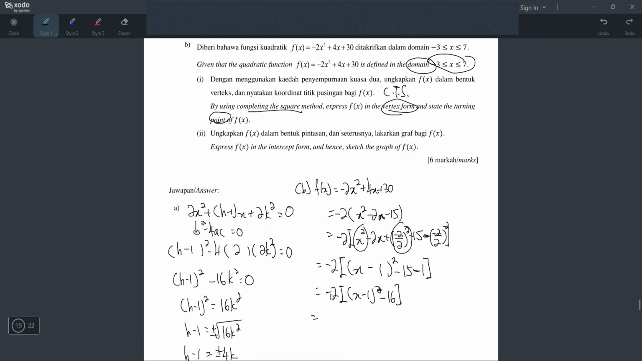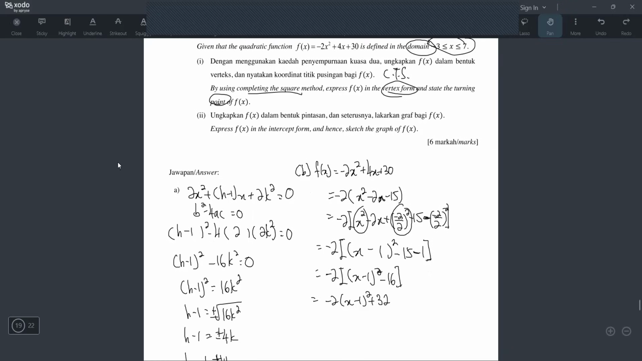So, what you have to do is take the negative 2 and times it inside. When you times inside, you will get negative 2(x minus 1) squared, and then negative 2 times negative 16 is positive 32. The negative 2 cannot go inside the bracket because this bracket has a square. So how do you times it? You just write it in front like this. It means nothing will happen to the bracket. The negative 16, when you times negative 2, becomes positive 32. All right? Okay, so this is the vertex form.